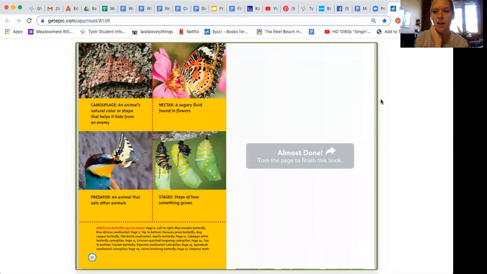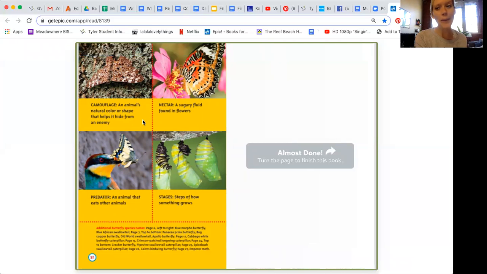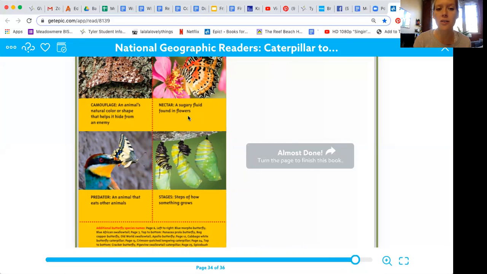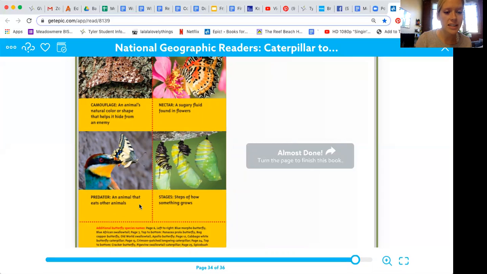Okay, and then this is our picture glossary. So it's going to tell us what the words mean. It has camouflage. Remember, we have a lot of schema on camouflage because we talked about it a lot this year. So think about what it is before I read it. See if you remember. It's an animal's natural color or shape that helps it hide from an enemy. And nectar is a sugary fluid found in flowers. We talked about that last week when we were learning about plants. And a predator is an animal that eats other animals. And stages are the steps of how something grows.